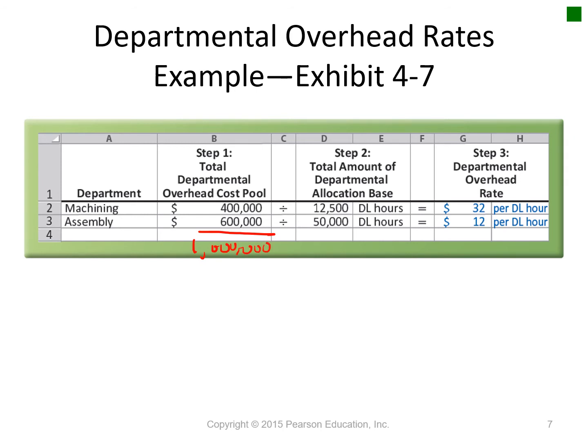And then also notice we've got the departmental allocation base. Again, for machining they're using 12,500 hours, and for assembly they're using 50,000 hours. So they're doing a more tie-in of what are the specific direct labor hours for each department. And so for machining they would use $32 per hour, and for assembly they would use $12. So that would be your departmental overhead rates that you would use to allocate overhead on this example.